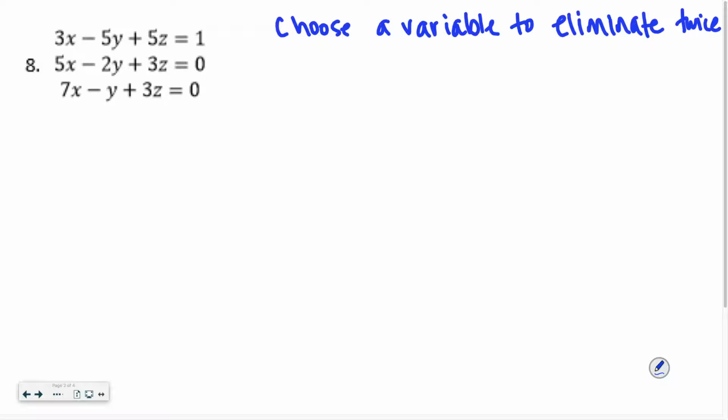Okay, so look up there. And there's no right or wrong answer, but of the three variables, if we have to use all three equations at some point, which variable may be the easiest to use elimination with? I hear Y, I hear Z.